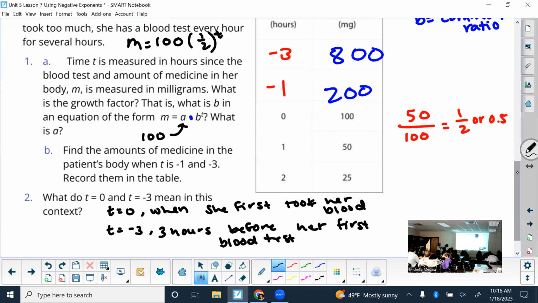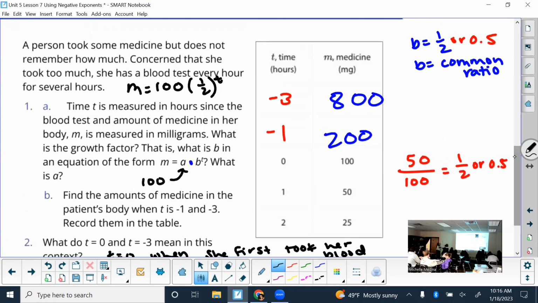All right, so let's read it again. A person took some medicine but does not remember how much. Concerned she took too much. She has a blood test every hour for several hours. And when she first measured her blood, it was 100 milligrams, or I don't know what it is, milligrams or something else, remaining in her blood. -3 hours would be 3 hours before she started measuring. So that's how much she had before she finally started measuring. All right, questions on that? Good.